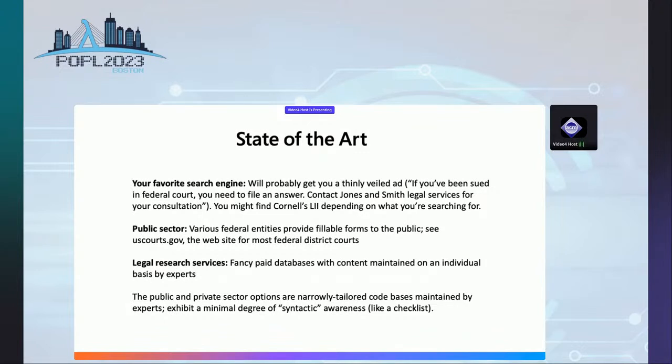If you're lucky, you might find the Cornell Legal Information Institute, and you can go read a bunch of statutory law. In the public sector, entities like uscourts.gov and various district court websites provide things like forms and, like I was saying, resources that are syntactically aware of what you're supposed to be doing, kind of. So they're absolutely better than nothing. We would like to help improve those, but they don't really have the semantic awareness. The same thing is sort of true for these legal research services. They have the same thing, but more detailed, and they're maintained more actively by groups of experts.